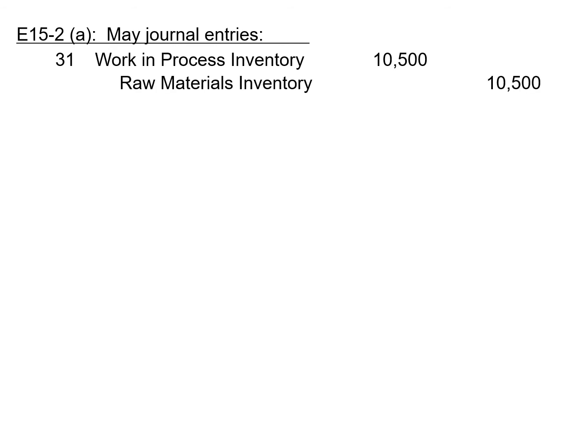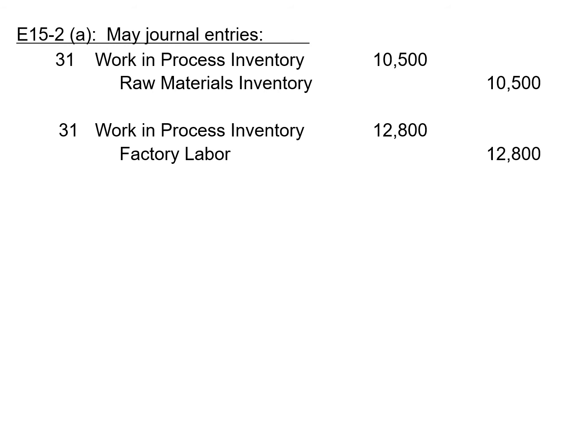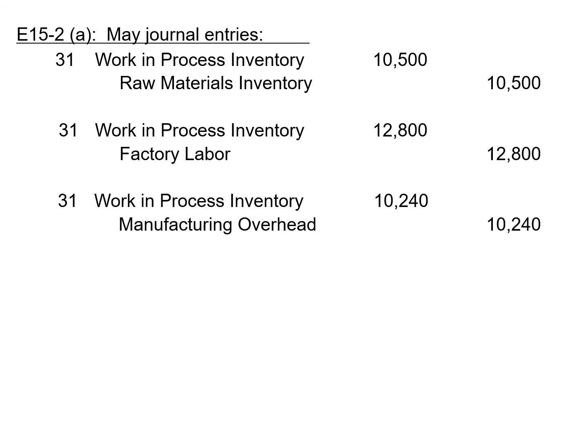All right, in the first journal entry, we want to record our direct materials. So we're going to debit work in process inventory for $10,500, and we're going to credit raw materials inventory. We're also going to debit work in process inventory for our direct labor, again, $12,800, and credit factory labor for the same amount. In that last journal entry, we're going to debit work in process for our estimated manufacturing overhead for $10,240, and the credit is going to be to manufacturing overhead.